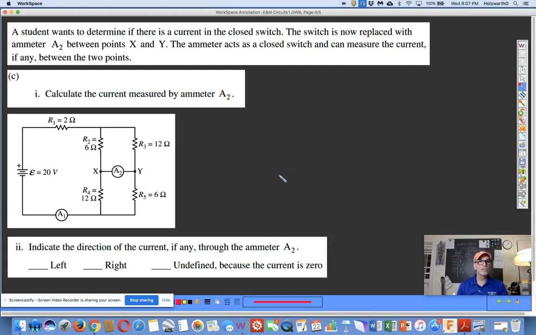Next page. All right, a student wants to determine if there is a current in the closed switch. The switch is now replaced with an ammeter A2 between points X and Y.